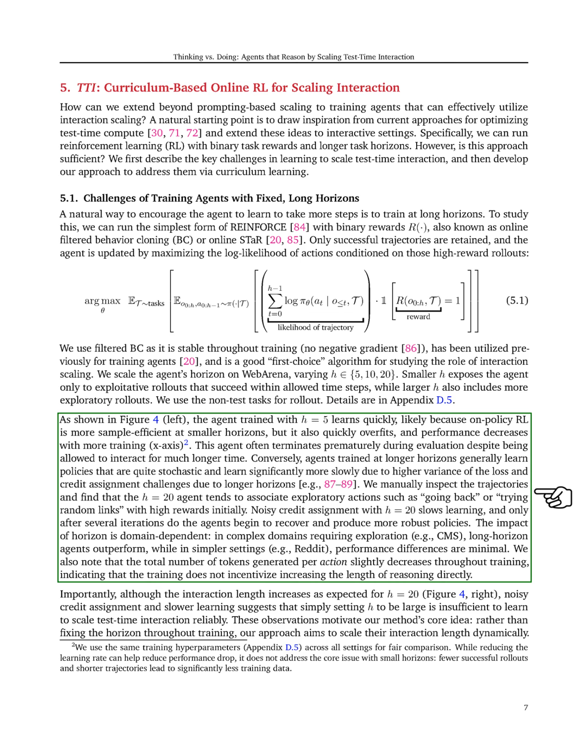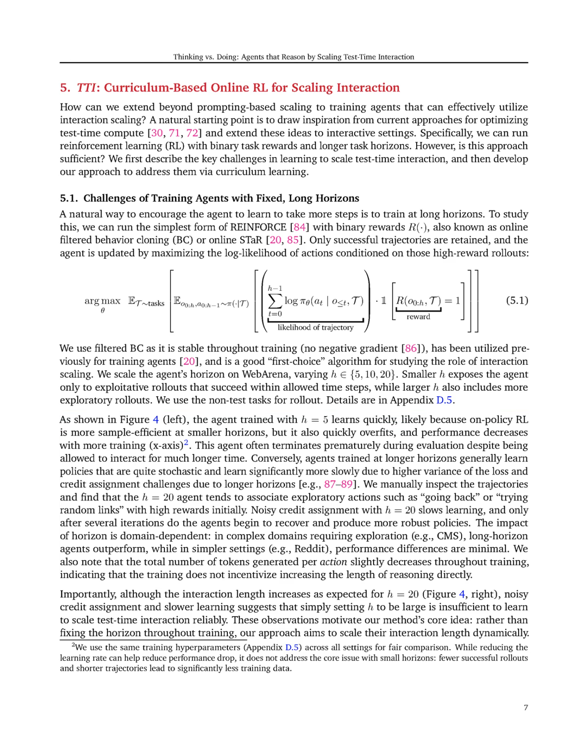In complex environments, long horizon agents perform better, while in simpler settings, the differences are minimal. We also note that the total tokens generated per action slightly decrease during training, indicating that the training does not directly encourage longer reasoning. Ultimately, our observations suggest that simply setting a long horizon is not enough to reliably scale test time interaction. This motivates our core idea. Instead of fixing the horizon, we aim to dynamically scale the interaction length during training.